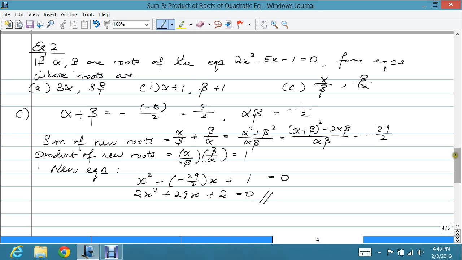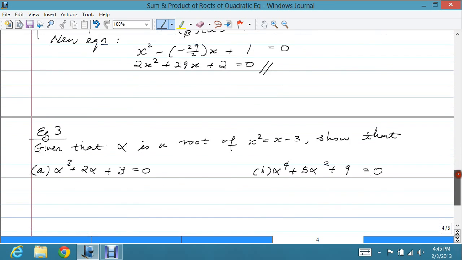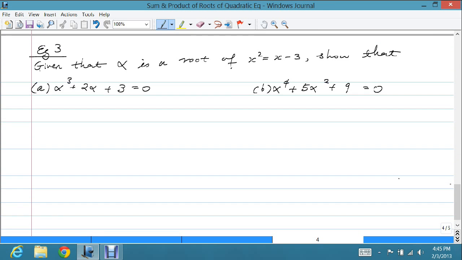We're going to end off this section with the last example that is slightly different from the rest. If I know one of the roots of the equation, I could derive other equations that contain the root alpha, or beta. So given that alpha is a root of this equation, let's show some other equations with alpha as the variable. In A, I have alpha cubed plus 2 alpha plus 3 equals 0. And in B, I have alpha to the power of 4 plus 5 alpha squared plus 9 equals 0.